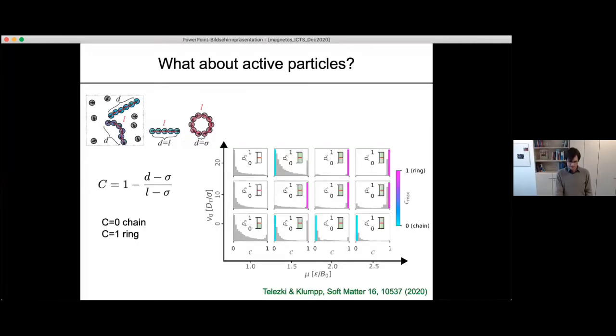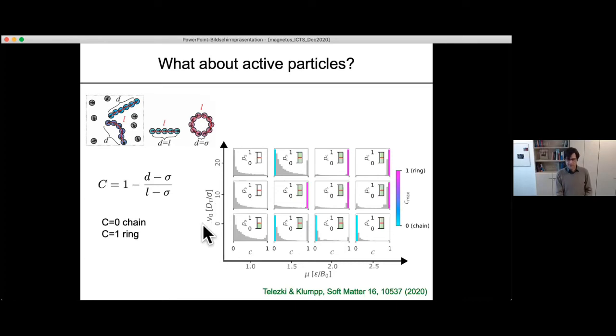This is actually, I should say, the work of Vitaly Teletsky, a current PhD student in my group. And what he did is that he quantified the chain versus ring behavior by looking at this parameter C. So for C, what he compares is the distance between the ends of a chain, so the end-to-end distance of a chain, and the contour length of the chain. So this L is this length here, and D is the distance between the first and the last particle in a chain. In that case, they are the same. In this case, they are very different. And then the parameter C is basically just 1 minus the ratio of these two. So that when this is 0, this means we have a straight chain, and if it's 1, we have a ring.